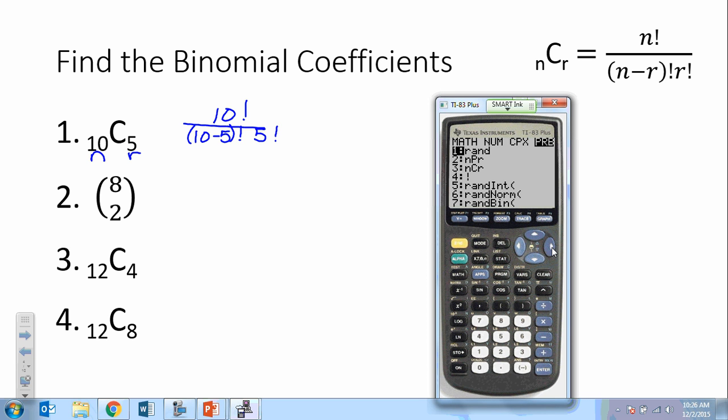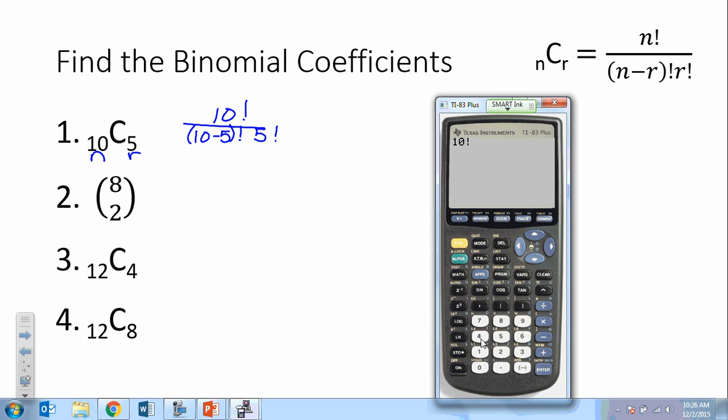And then notice that we also have a combination button. So we're going to use that. So 10 factorial: put in your 10 first, go to math, over to probability, choose number 4. We're going to use that button in just a second.